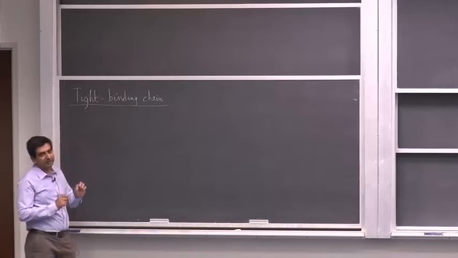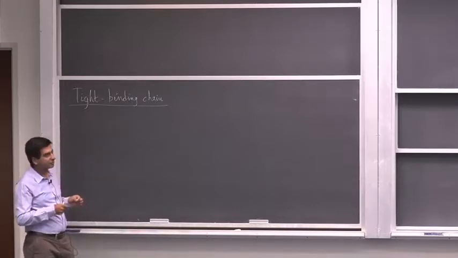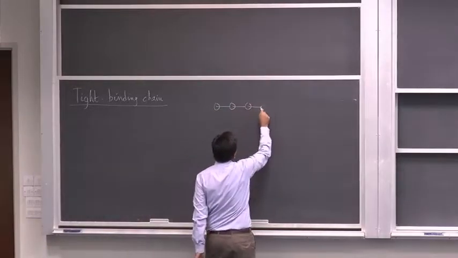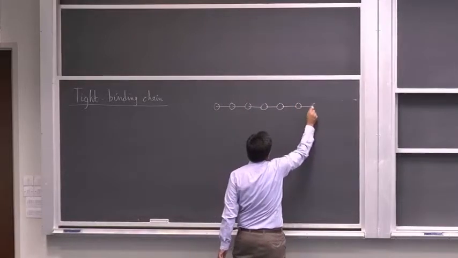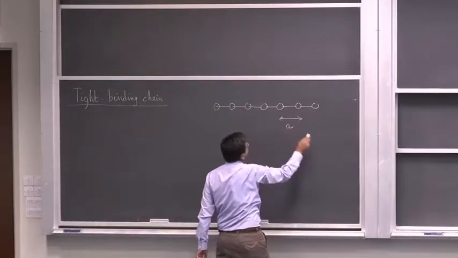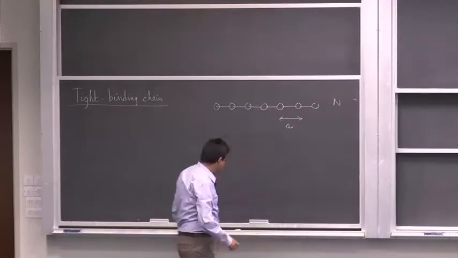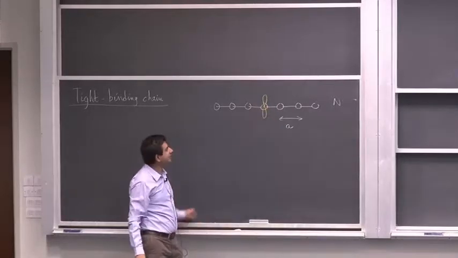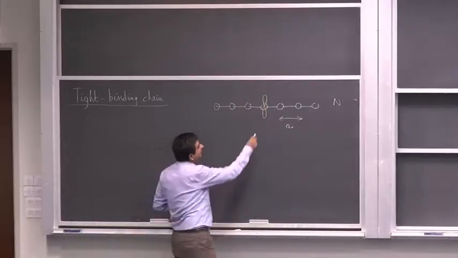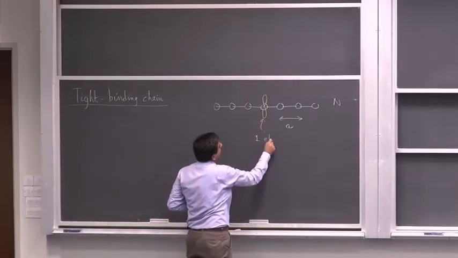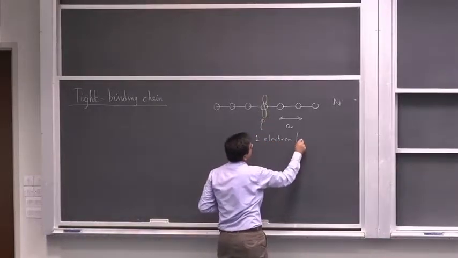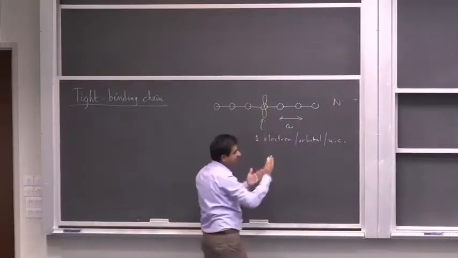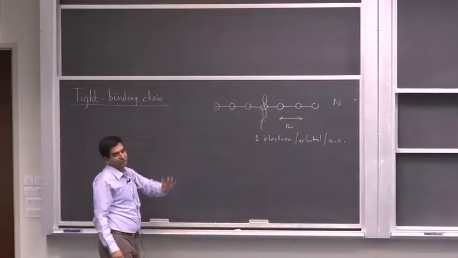So we've already looked at tight binding inside a molecule. Now we would like to look at a chain. Suppose we have a chain of atoms separated by a lattice constant a, and we have N of these atoms, and there is only one orbital per atom, whatever the orbital is. This is just a schematic representation of an orbital, and there is one electron per orbital, per unit cell. The unit cell is just one atom. So it's a monatomic chain.